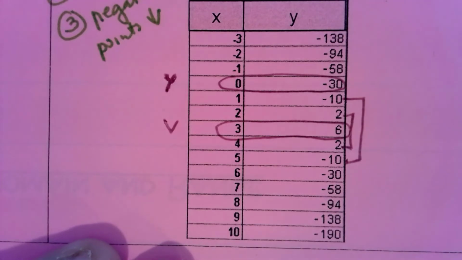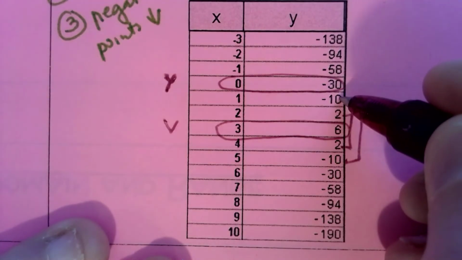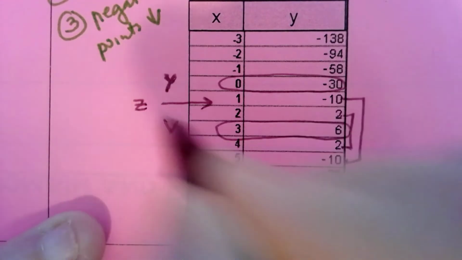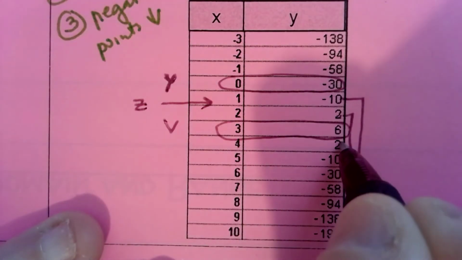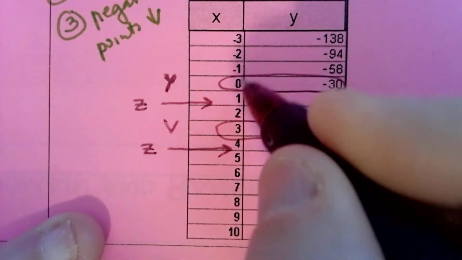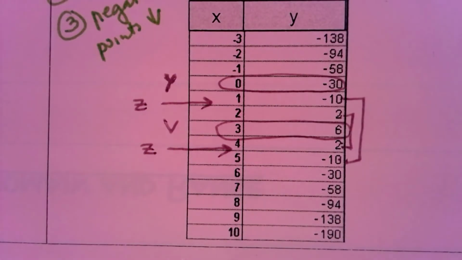Okay, now I'm looking for my zeros. So I don't see 0, but I see that it went from -10 to +2 right there. I got a zero right there. And I can see that my y values went from -2 to -10 right there. So I have a zero between 1 and 2 and between 4 and 5. And I can see that there. Okay? Now, what else can I see?